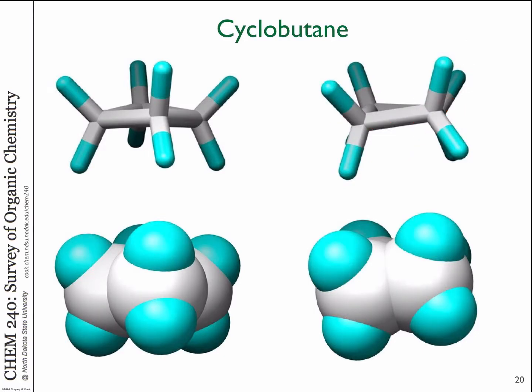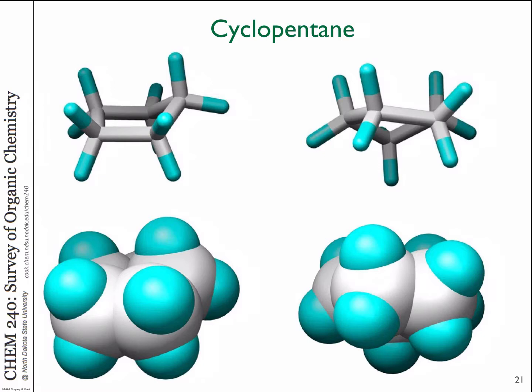How about cyclopentane? Remember from the chart, cyclopentane drops significantly in energy. Well, here's cyclopentane. Again, not everything is perfectly aligned. However, with the additional carbon, it puckers even more, what we refer to kind of like an envelope conformation.